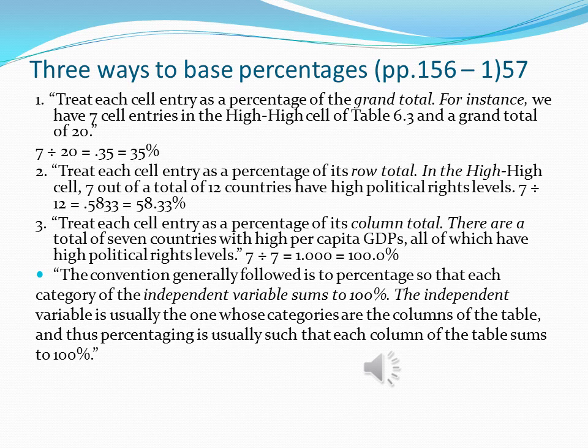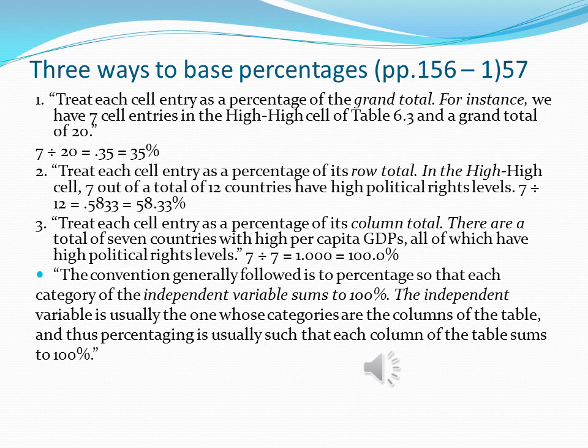The third way to base percentages is to treat each cell entry as a percentage of its column total. There are a total of 7 countries with high per capita GDPs, all of which have high political rights levels. 7 divided by 7 equals 1.000. 1.000 times 100 equals 100%.